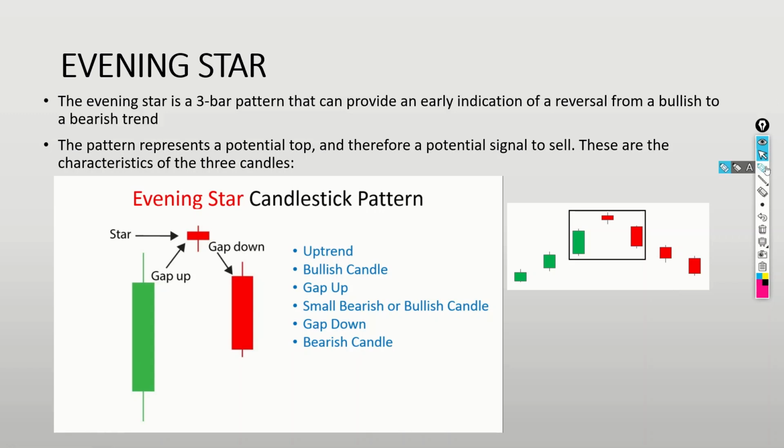So another candlestick pattern we're going to be looking at is what we call the evening star. The evening star is a 3-bar pattern that can provide an early indication of a reversal from a bullish to a bearish trend. The pattern represents a potential top, therefore a potential signal to sell.